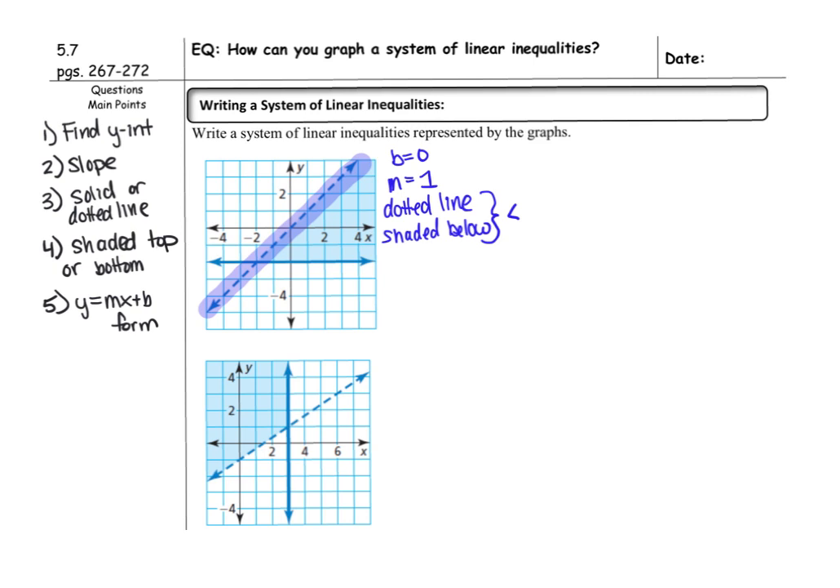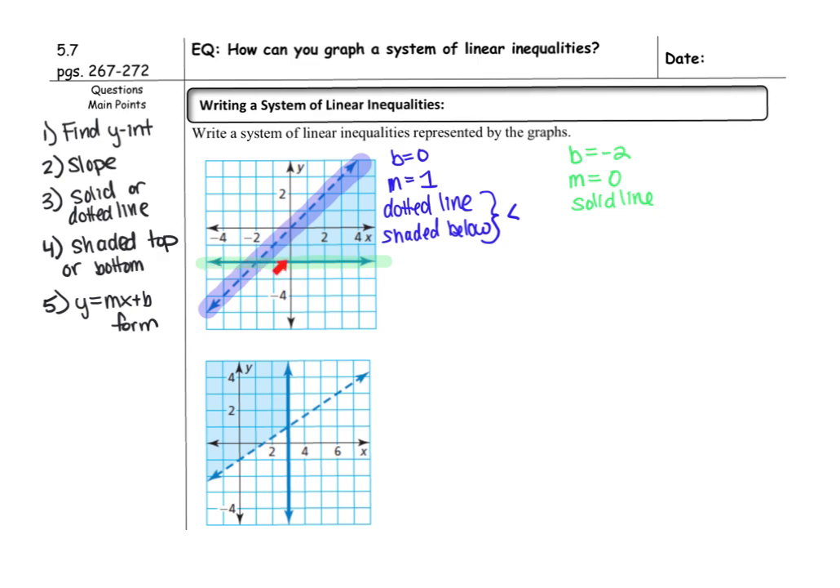Now let's focus on the other line, which I'm highlighting in green. If we look at where the y-intercept is, if this is the origin, this is -1 and -2. So the green line has a y-intercept of -2. Because it is a horizontal line, that means its slope is 0. We have a solid line.